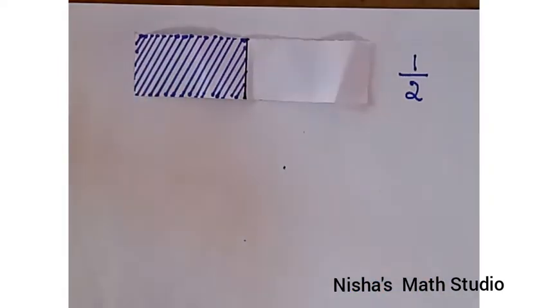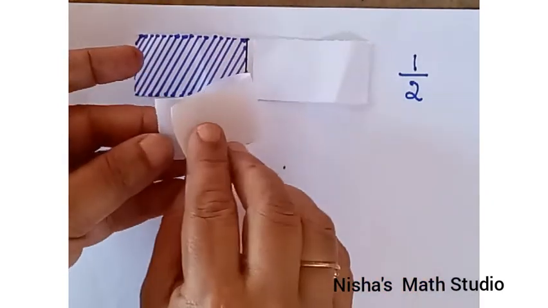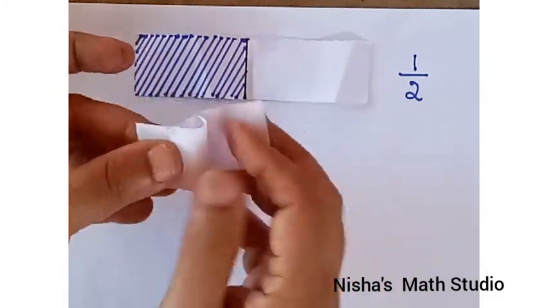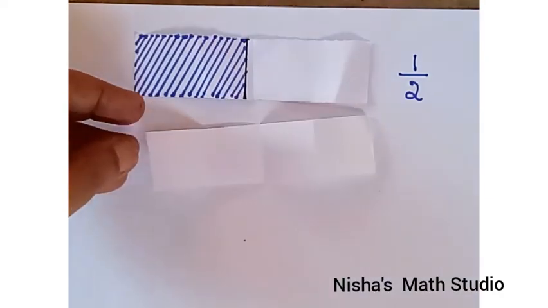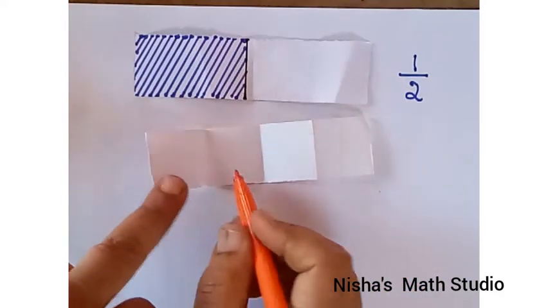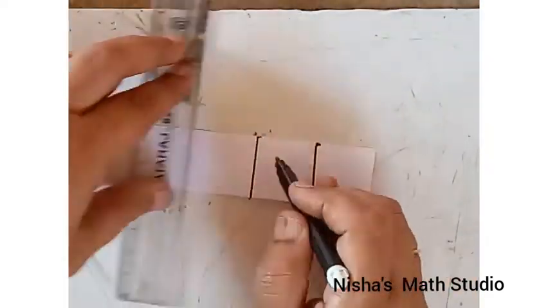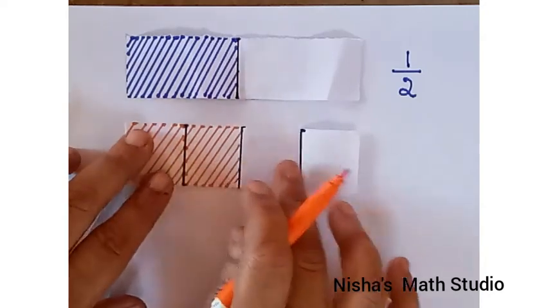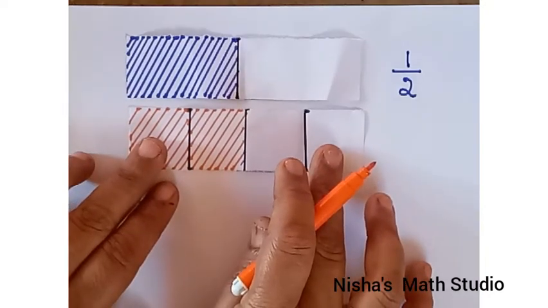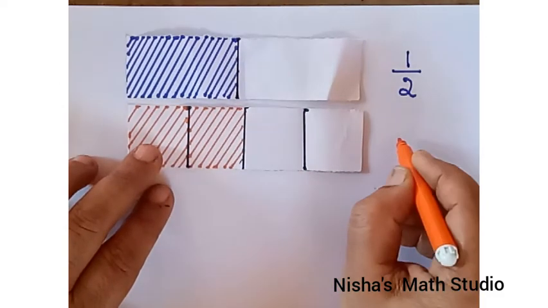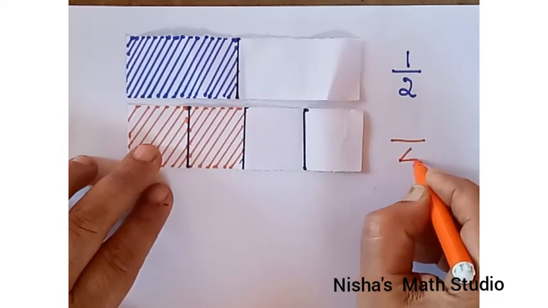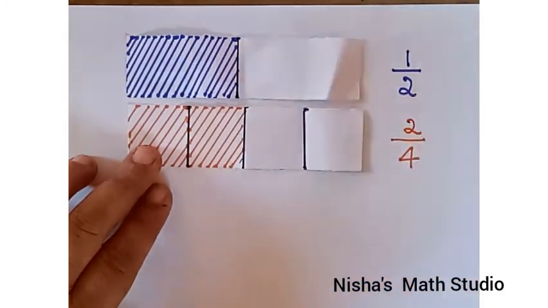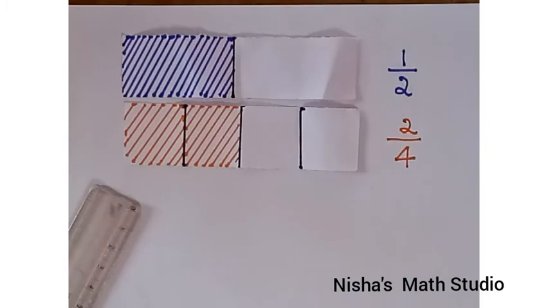Now let me take the second strip of paper and fold it into 4 equal parts. So I have 4 parts here and let me start coloring it with the orange color now. I have shaded 2 parts out of the 4 parts. Let me again write the fraction for the shaded part. So the total number of parts is to be written in the denominator, that is 4, out of which I have shaded 2 parts. So the fraction will be 2 by 4.